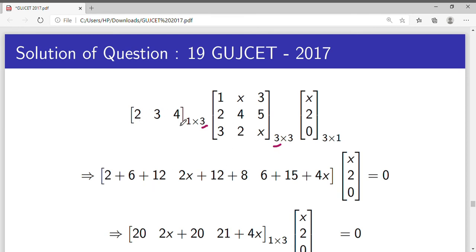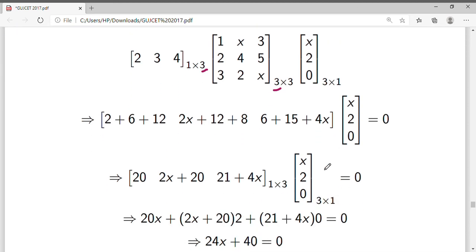In the same way this row multiplied by this column. So we get 2x, 4 threes are 12, and 4 twos are 8. In the same way here this row multiplied by the last column. So we get 3 twos are 6 plus 5 threes are 15 plus 4x. This matrix keep as it is equal to 0. Now after addition, here we get 20, 2x plus 20, 21 plus 4x, and this matrix keep as it is equal to 0. This matrix is of order 1 by 3, and this one is of 3 by 1.